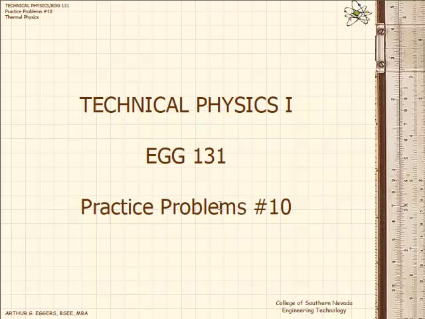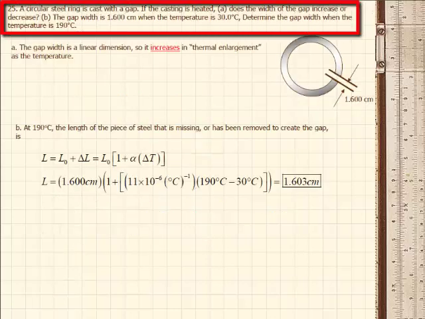Okay, so another problem from practice problems 10. Let's look at the second one. This is kind of a real short one. We've got a ring with a space in it. So we've got a circular steel ring that is cast. It's made this way with this gap.